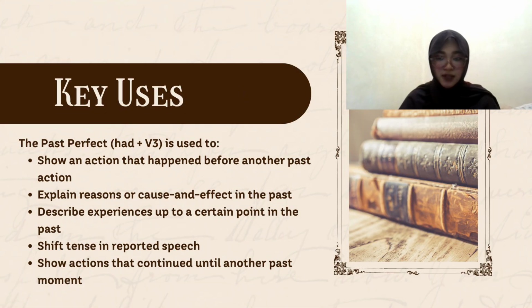Okay, for the key uses, we use the past perfect to show that one action was completed before another past action. And we also use it to explain reason or cause and effect in the past, to talk about experience before a certain time, and to shift tenses in reported speech. And sometimes we also use it to describe actions that started earlier and continued until another past moment.